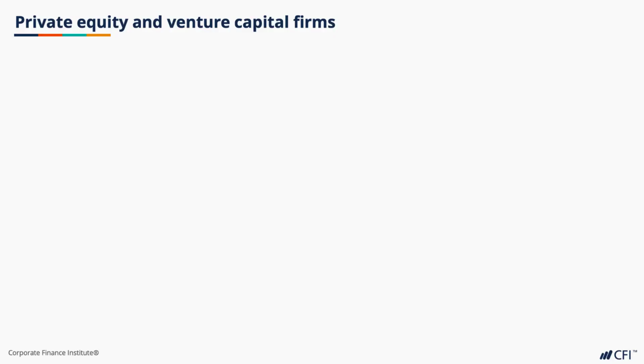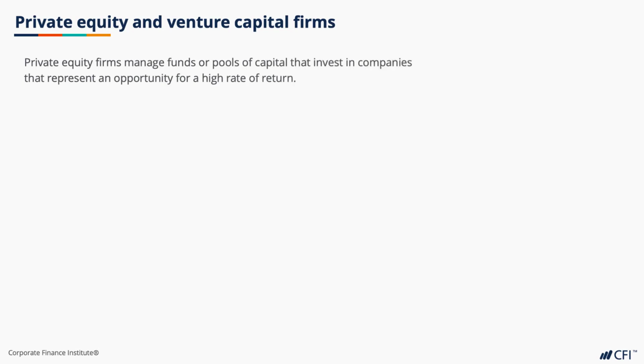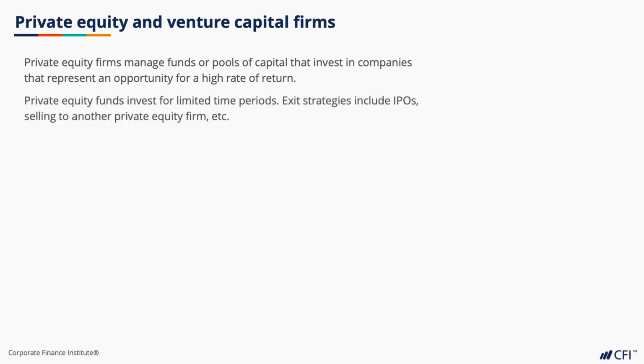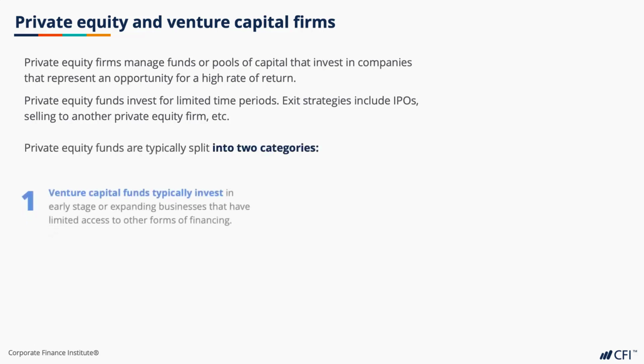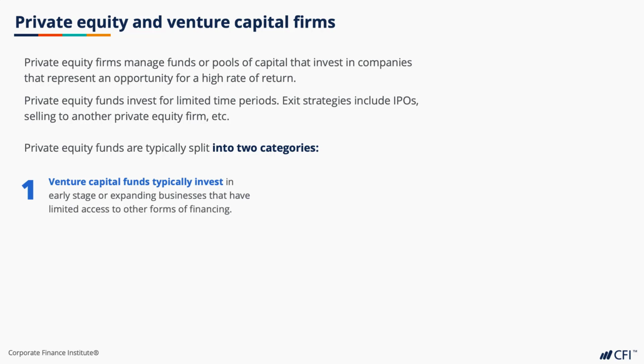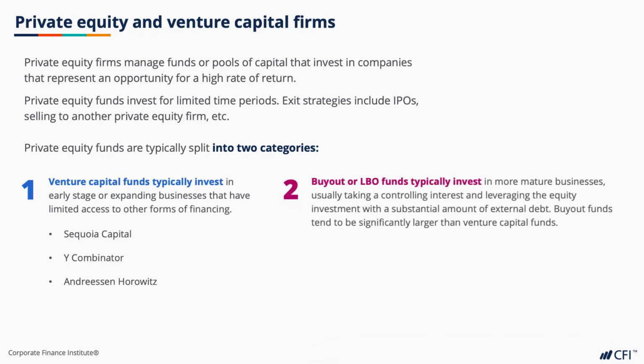Let's take a closer look at private equity and venture capital firms. They typically invest pools of funds that represent opportunities to earn high rates of return, but that take high risk. They then exit those positions anywhere from 5 to 10 years later via an initial public offering or sale to another private equity firm or a strategic buyer, etc. There are generally two types of private equity. The first is venture capital, which is the early stage, high growth, high risk businesses. Examples of venture capital firms include Sequoia Capital, Y Combinator, and Andreessen Horowitz, just to name a few of the more commonly known ones. And then the other category is buyout firms.